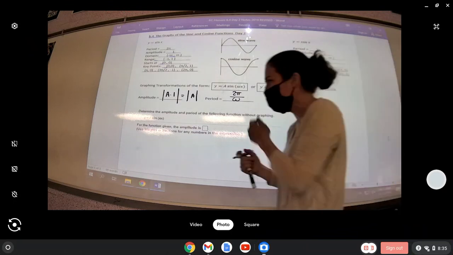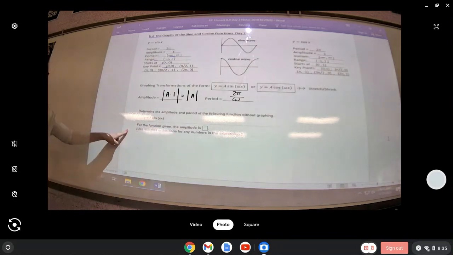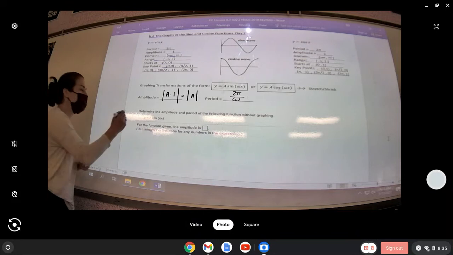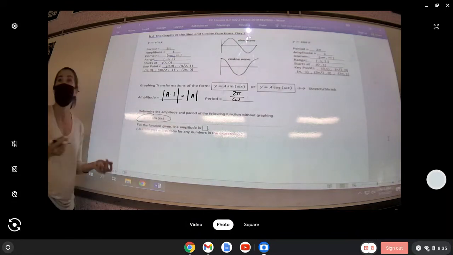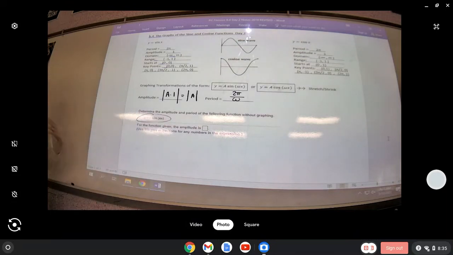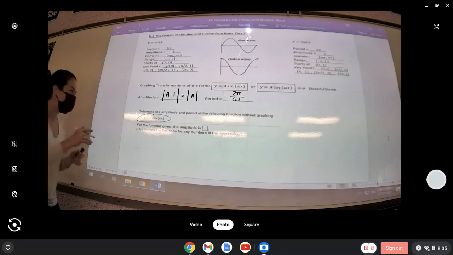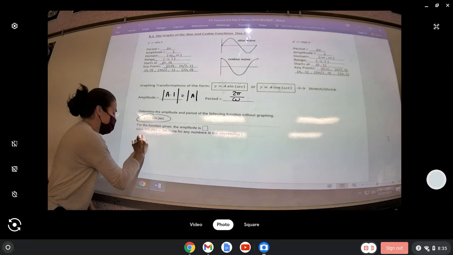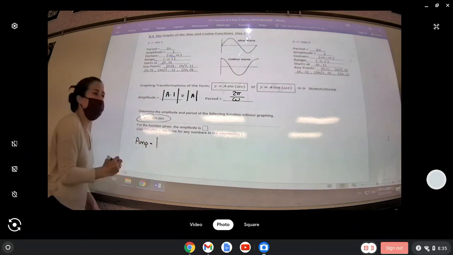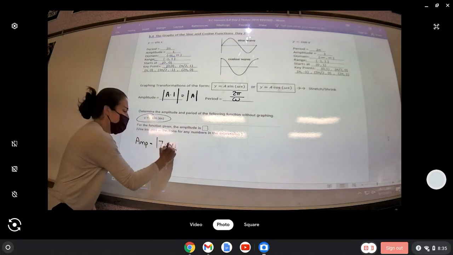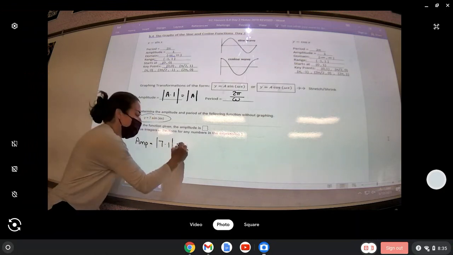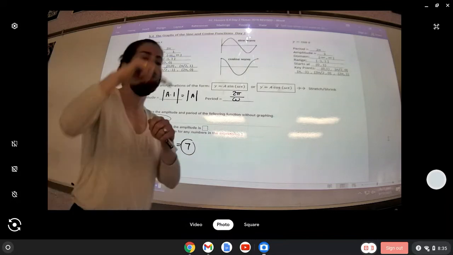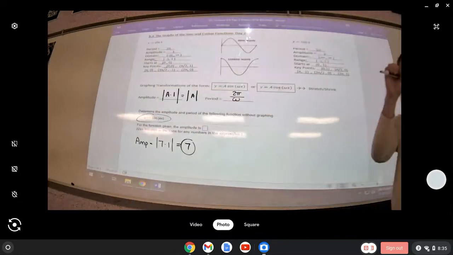All right, here we go. Let's try the first one. So guys, this is a problem from the homework. It says determine the amplitude and period of the following function without graphing. So they've given you this function. Clearly it's a sine function. They want you to find the new amp and the new period. Well, guys, I multiplied the outside of this function by 7. So my amplitude will be the absolute value of 7 times 1, the original amplitude, which is the absolute value of 7, which is 7. That means this graph will go 7 units up and 7 units down from the midline.